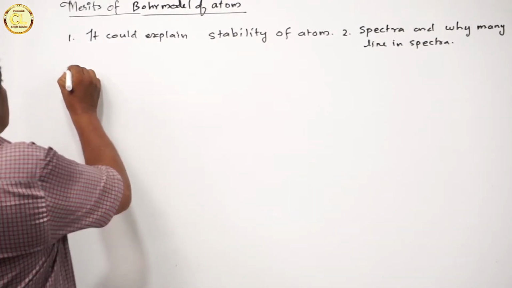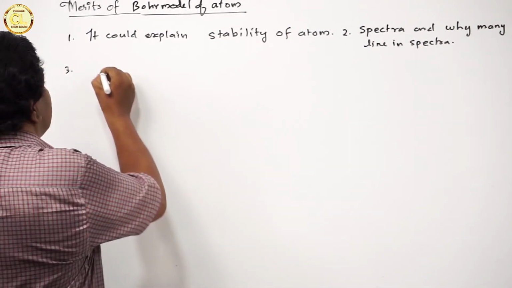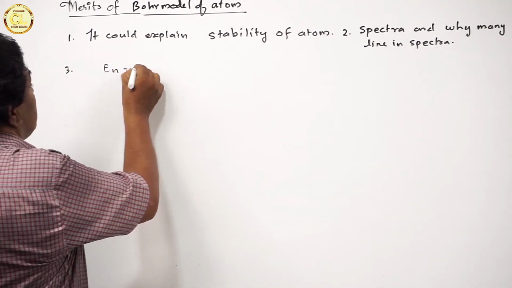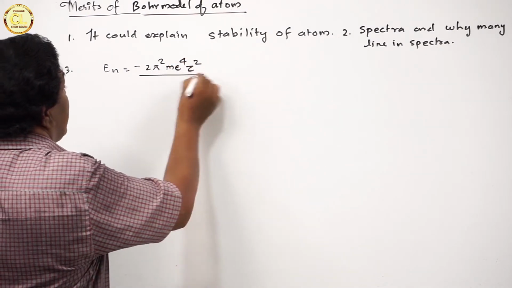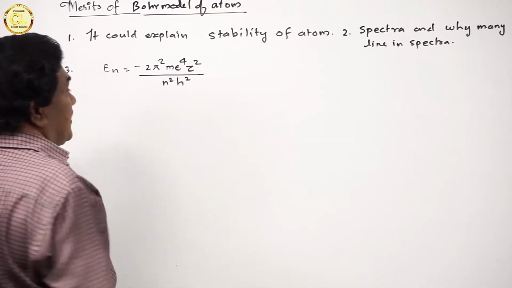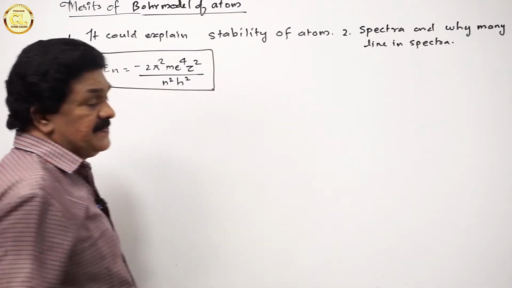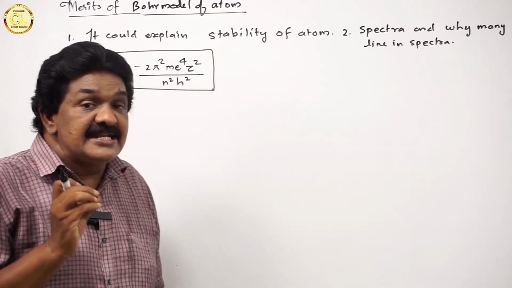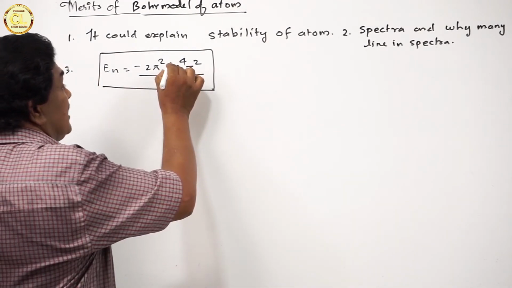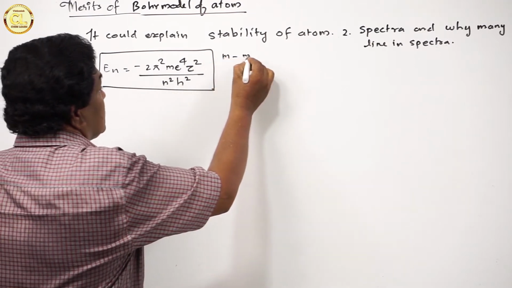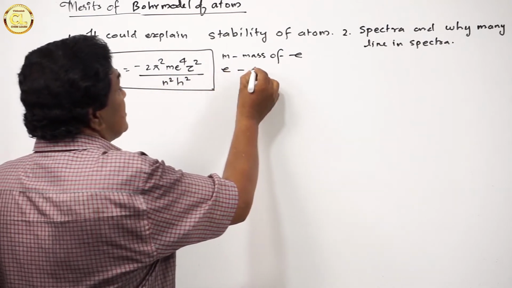Third point, Bohr could calculate the energy of the electron as En = -2π²me⁴Z²/(n²h²). This equation is called the Bohr energy equation. Here En stands for the energy of the nth orbit, m stands for the mass of the electron, and e stands for the charge of the electron.